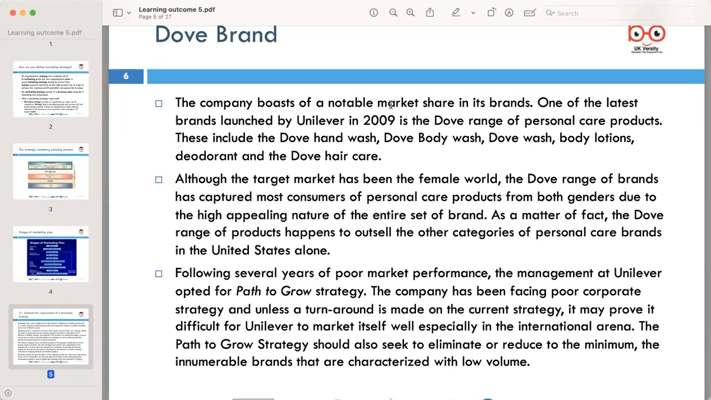Unilever faced several years of underwhelming market performance, prompting the adoption of the Path to Growth strategy. The company recognized the need for a turnaround in its corporate strategy to effectively market itself, particularly on the international stage. The Path to Growth strategy aims to eliminate or minimize the numerous low-volume brands.